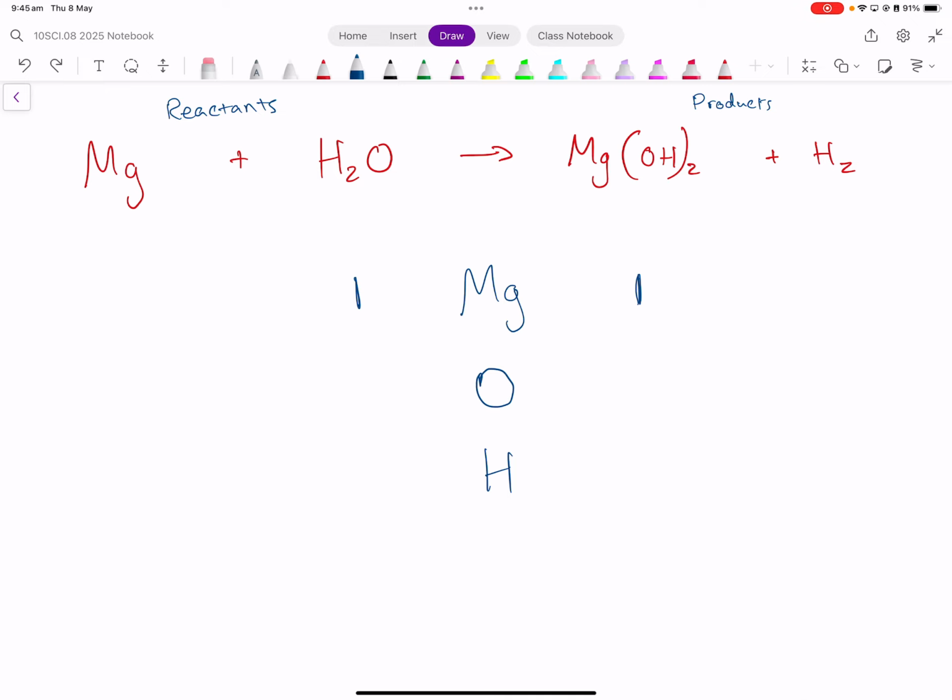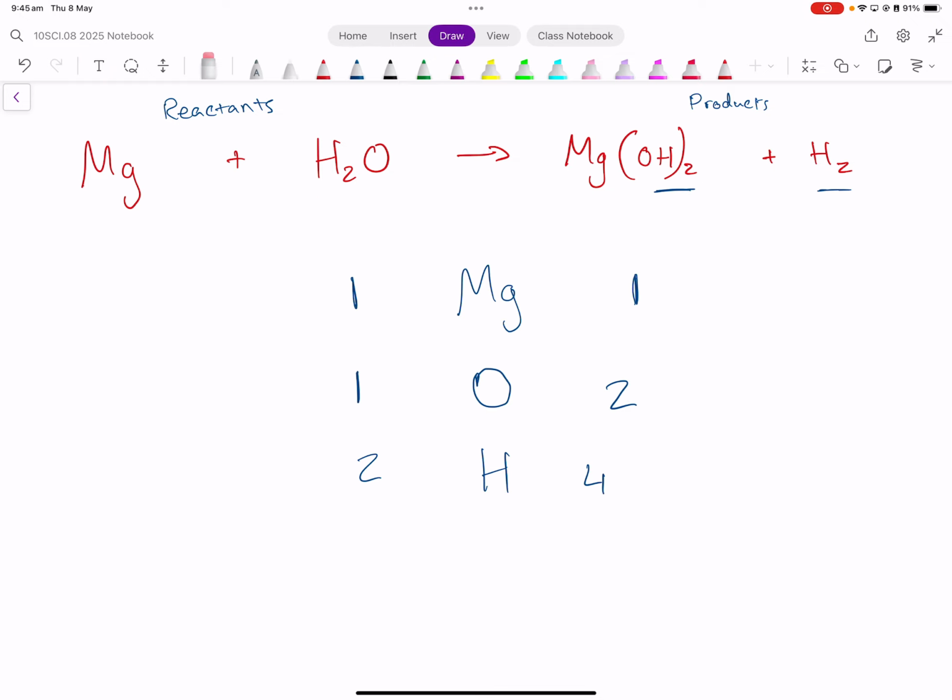So when we have a look at oxygen now, how many oxygens do I have on the reactant side? 1, so 1 in H2O. What about over on the product side? 2, because I have 2 lots of oxygen, so I'm going to write 2 here. And finally, hydrogen. How many hydrogens on the reactant side? How many hydrogens over on the product side? 2 in magnesium hydroxide and 2 in hydrogen gas. So I've got 4.